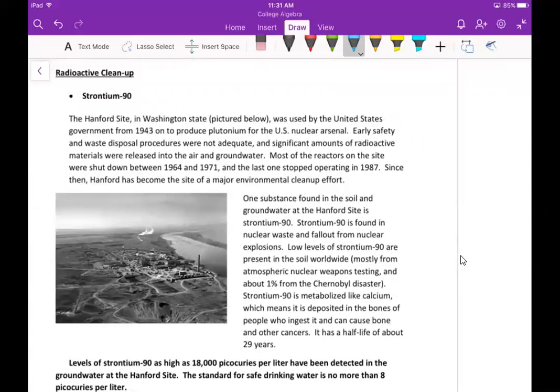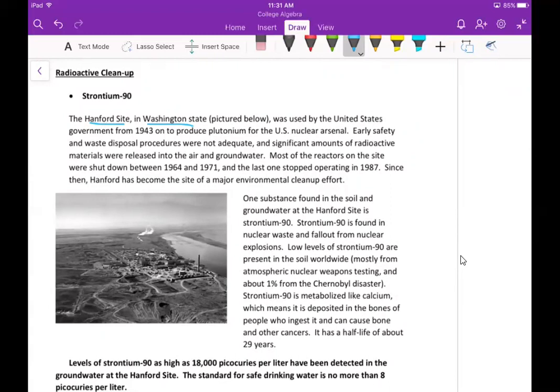You can kind of read through this on your own, but the general idea here is that we have nuclear substances. We know now that nuclear waste is bad, that it can cause cancer and stuff like that, the remnants of it. But we did not know that back in the past. So in 1943, we were producing plutonium in the US at a place called the Hanford site, which is in Washington State. And we did not understand that we had to be very careful about disposal of these radioactive materials, these nuclear materials. So a lot of it was released into the air and groundwater around this area.